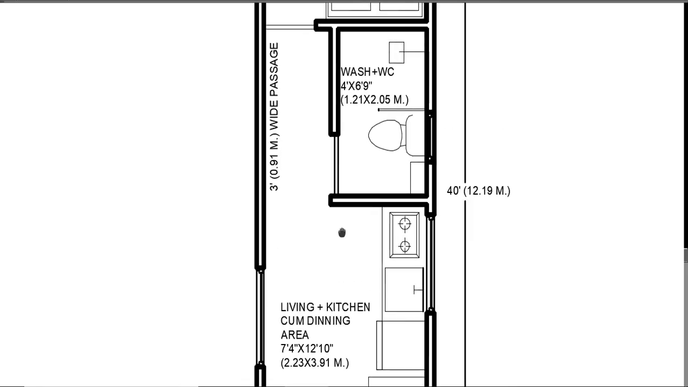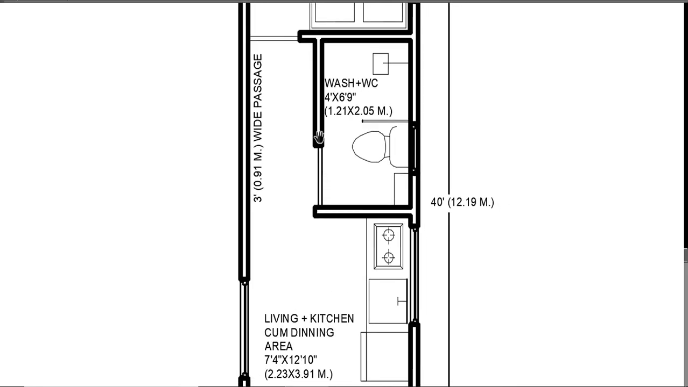If we go inside, so we have common use washroom plus water closet. On the right side you can see here the wash basin, water closet and the shower area, and we have a ventilator for ventilation of this washroom. And on the left side we have 3 feet in meter 0.91 meter wide passage here.